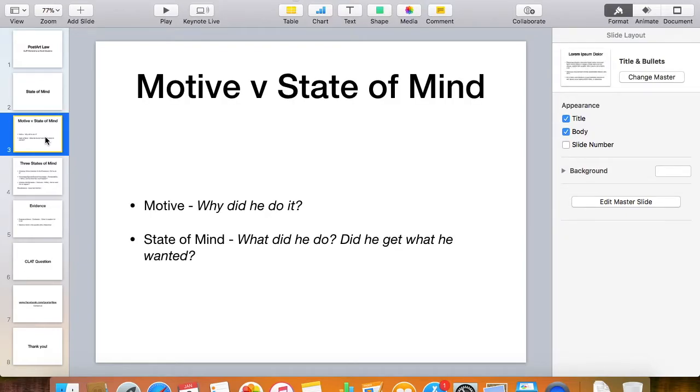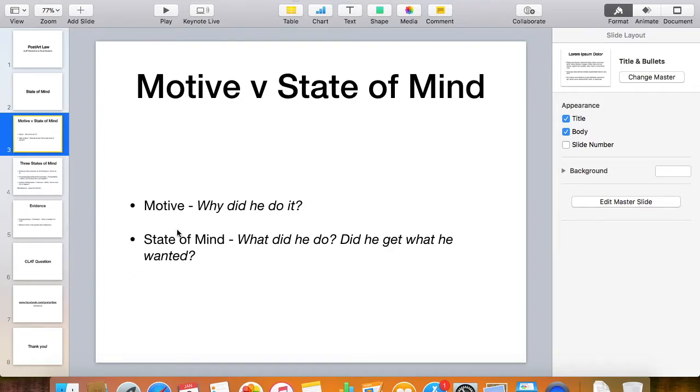So the first thing we want to know is the difference between motive and state of mind. The motive answers the question, why did someone do something? It answers the question, what was the reason behind him doing something. So if I kill someone, motive will be, why did I want to kill him? Something like, he slapped me and that made me angry, or he insulted me. Those are all motives, right? So my motive was anger, revenge.